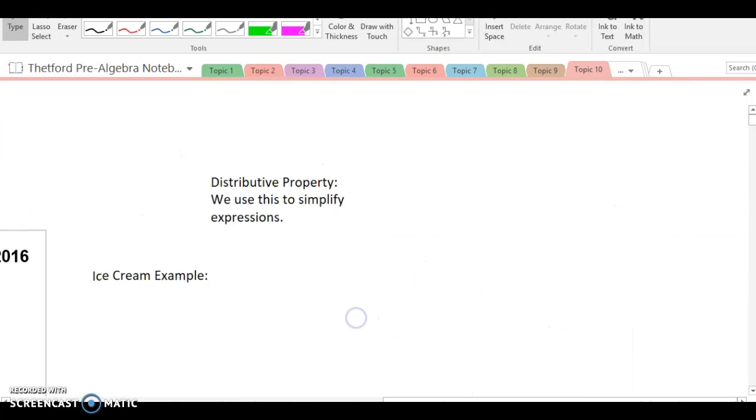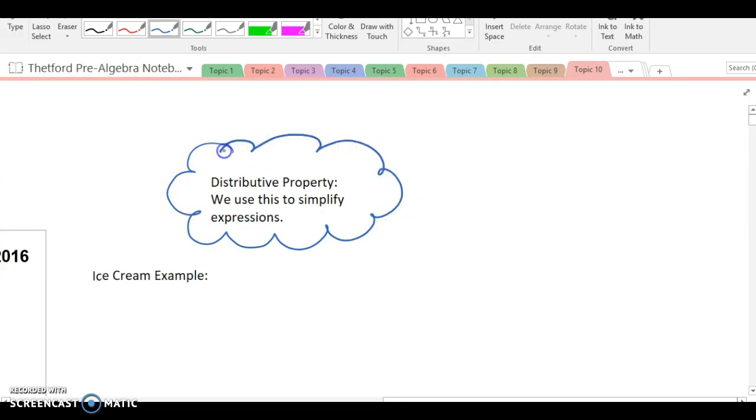So you'll notice the first question on your Cornell notes is, what is the distributive property used for? And so the distributive property is used to simplify expressions. And so simplifying expressions means that we are setting up our expressions and combining like terms and getting ready to actually solve for our missing variable or our missing letter. But we can't do that until we have condensed our expression.